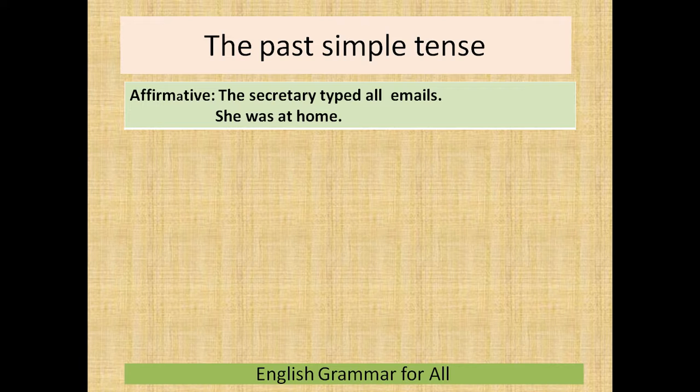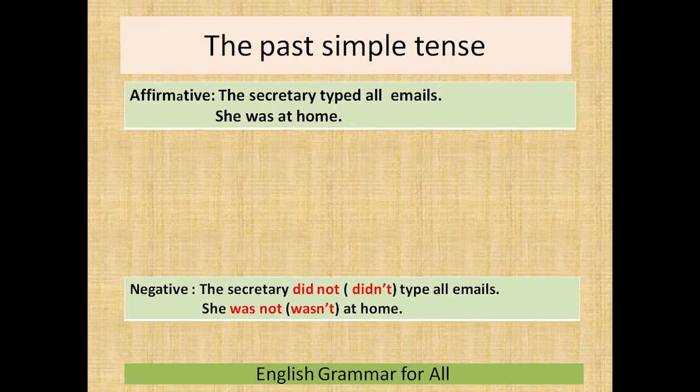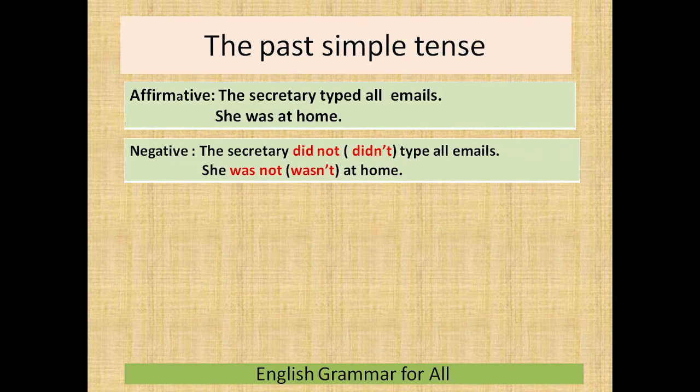Note here that in forming the negative, the first sentence is formed like this: the secretary did not or didn't type all emails. Whereas for verb to be, the negative form is formed by using not after verb to be. So we have: she was not or wasn't at home.